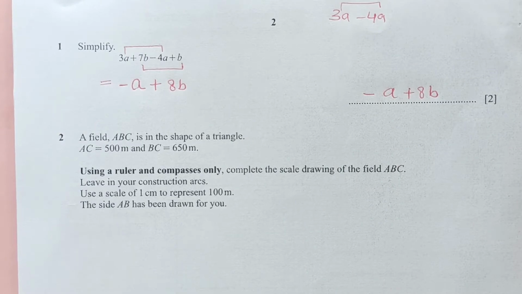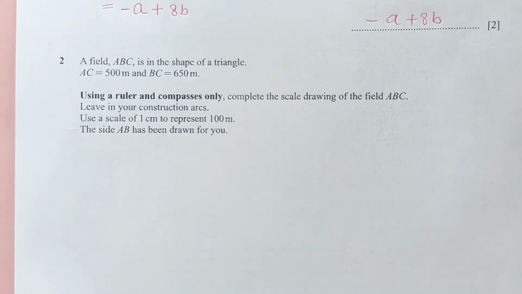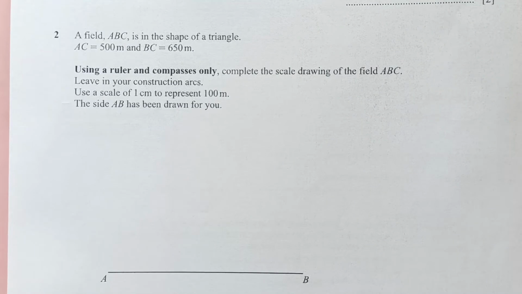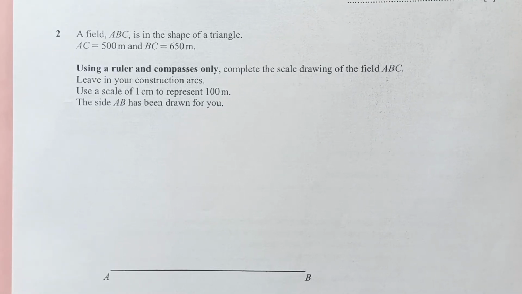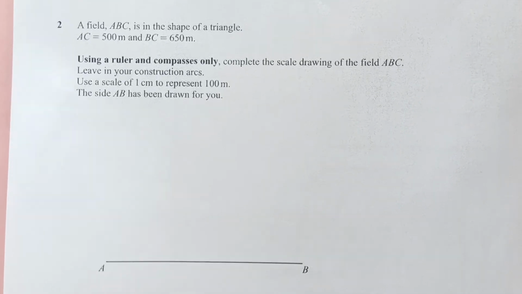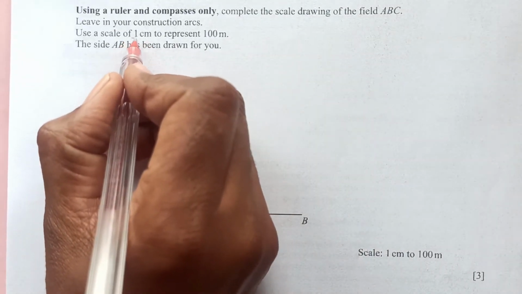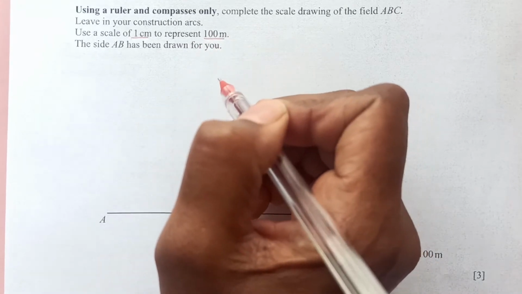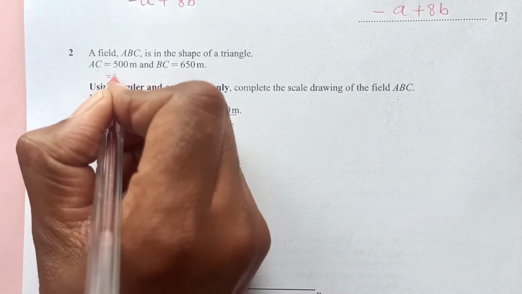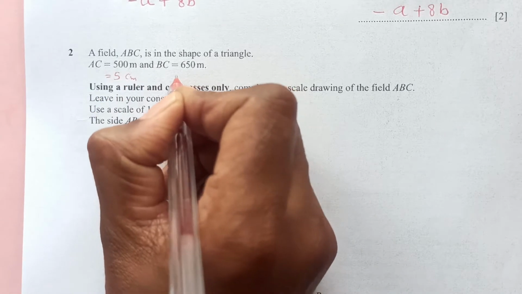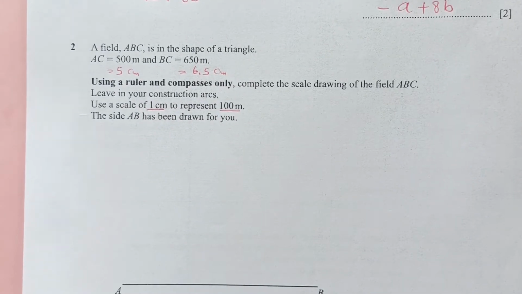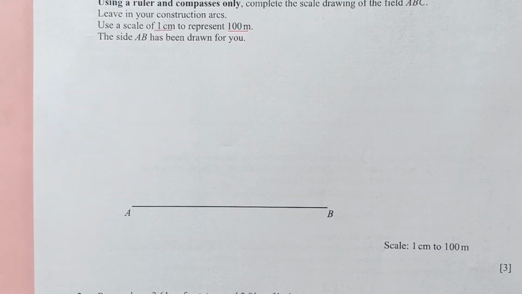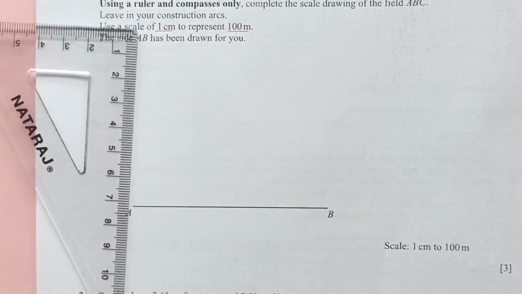Now number 2, construction. We are given one side of the triangle and we are going to make the other ones. As you can see, we are given the scale here, scale of 1 centimeter to represent 100 meters. So 500 meters will be represented by 5 centimeters and this will be 6.5 centimeters, right? So that means AC is 5 centimeters. So AC, we are going to see AC is 5 centimeters.